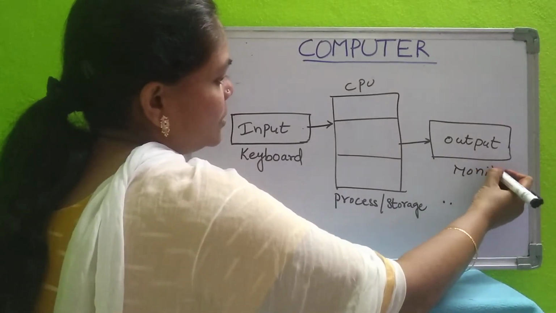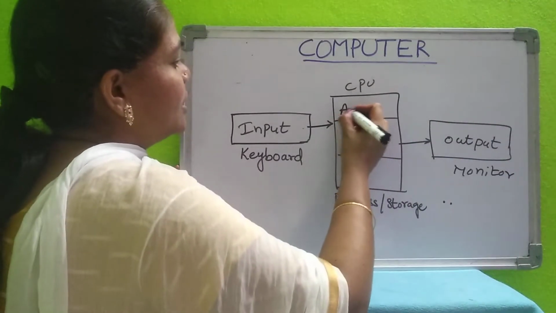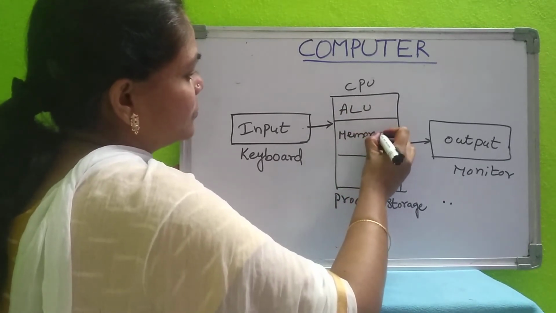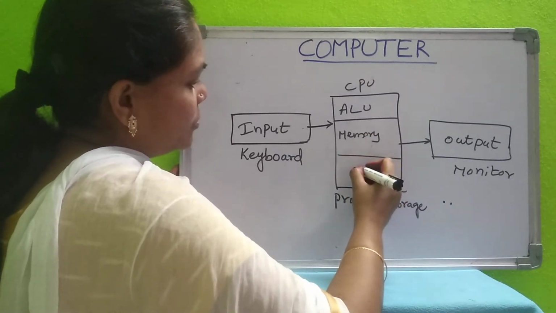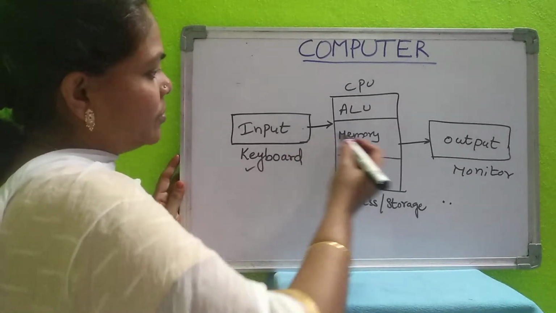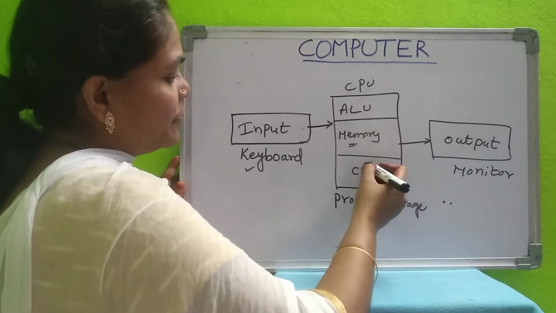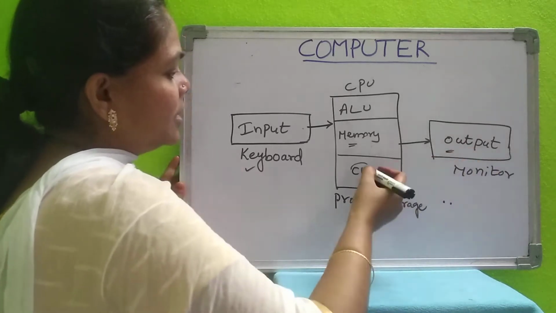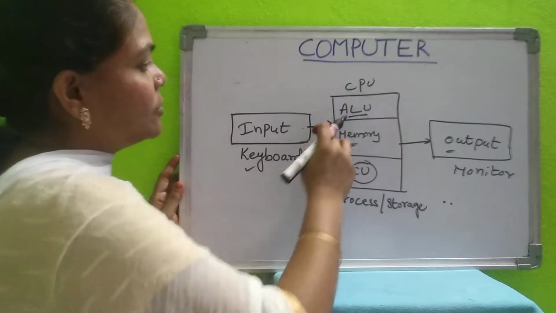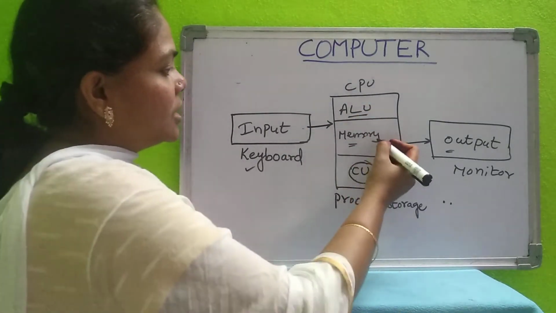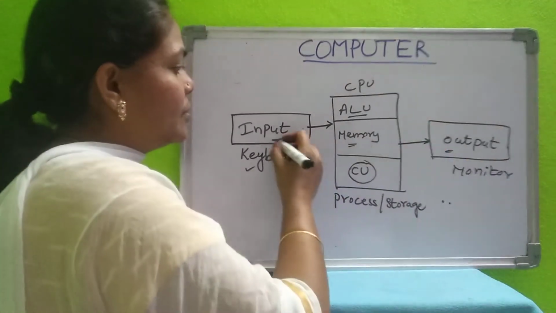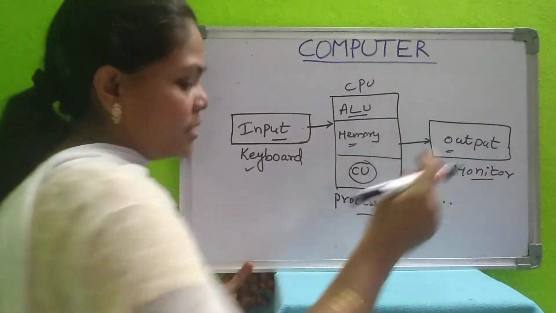Isn't it? So in the CPU how many parts are there? ALU, arithmetic logic unit, and memory. The next one is CU, control unit. Whatever you type or give from the keyboard is stored in memory, and it is displayed on the monitor. That whole thing is controlled by the control unit. If any calculations are there, it goes to the ALU, and that result is also stored in memory and displayed on the monitor. This is the input, process, output cycle.